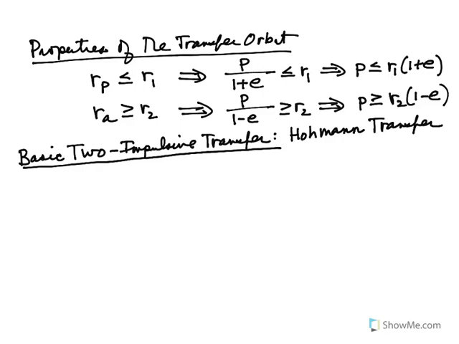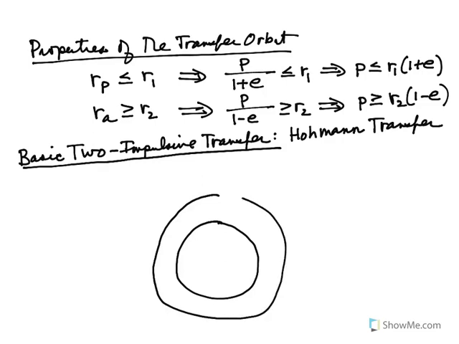So the first thing is, let's go back to these two circles. So here are our two circles. We have the initial circular orbit, we have the final circular orbit, and these two impulses, it's a two-impulse transfer. The first impulse occurs on the initial orbit, and it's tangent to the initial circular orbit. So this is going to be delta V1I.